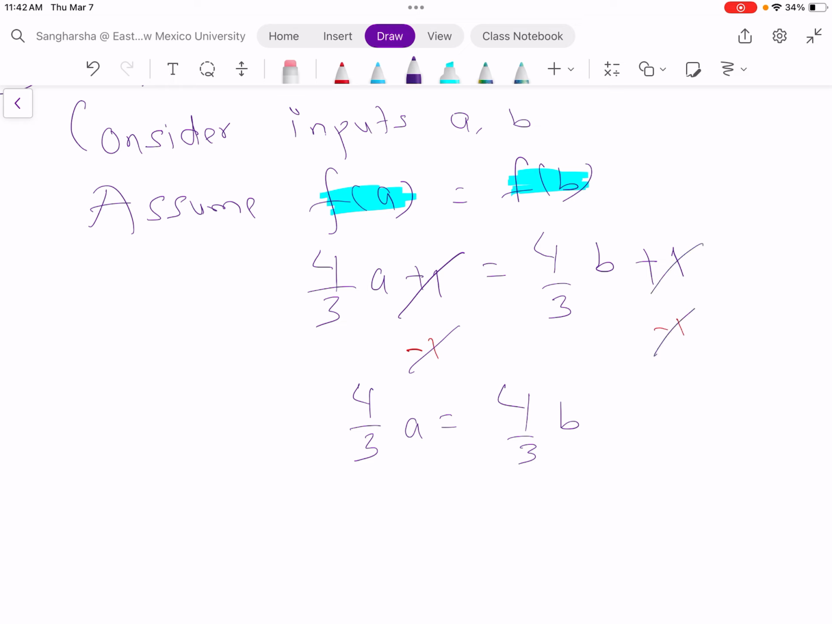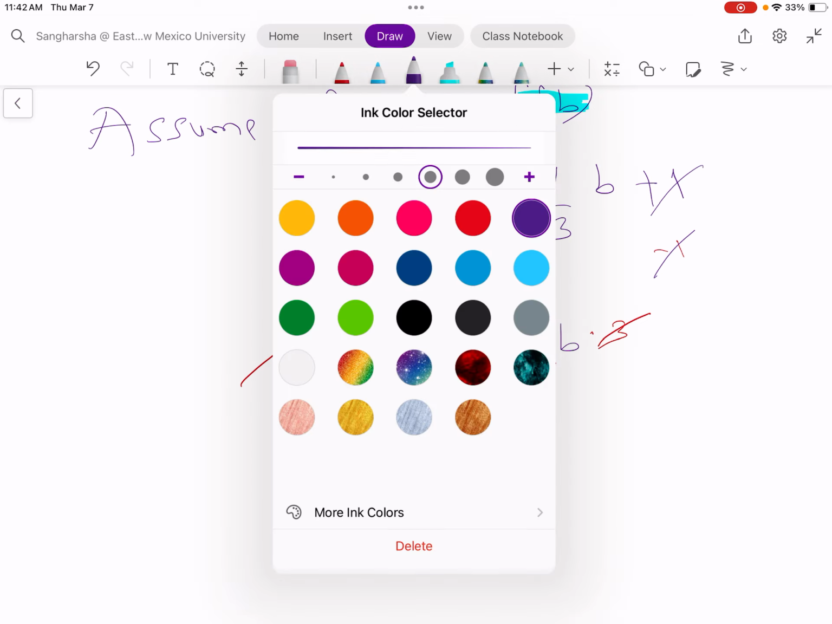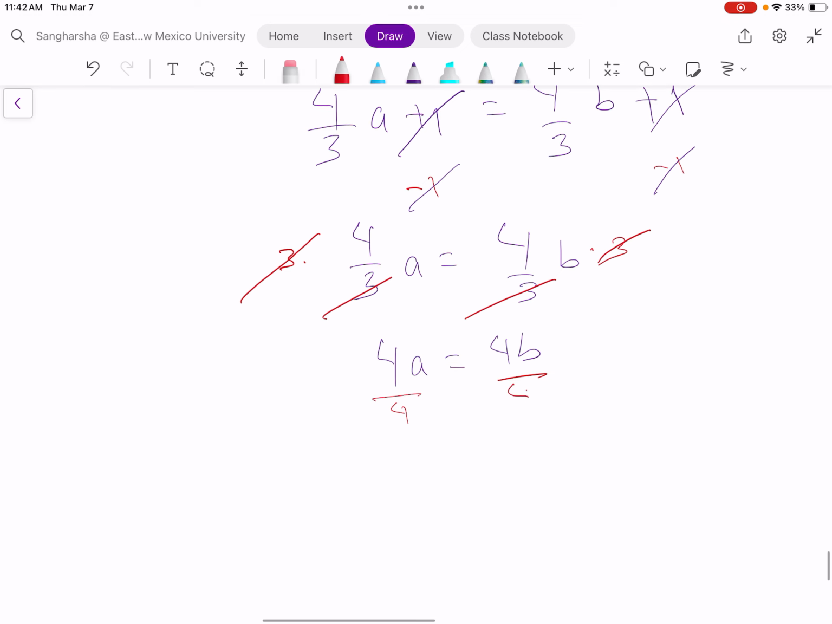Now how do we get rid of 3 from both sides? We multiply by 3 on both sides, right? So these 3 cancel. So we have 4A equals 4B. Now let's divide by 4 on both sides. We have A equals B. And if you have A equals B, this proves that the function is one-to-one.